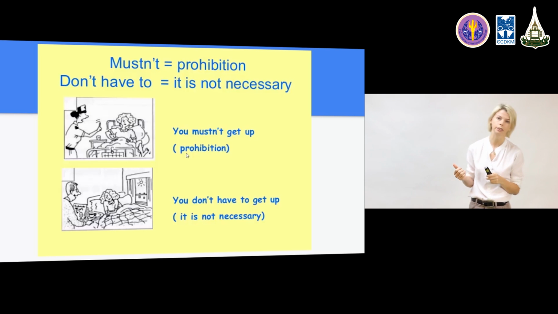The second picture, you don't have to get up. We have the same woman in bed, but in a different situation. Her lovely husband is bringing her breakfast, and he is saying, you don't have to get up. It's not necessary. Up to you. You can or you cannot. You can choose. So you can see two clear examples of how must not and don't have to have different meanings.